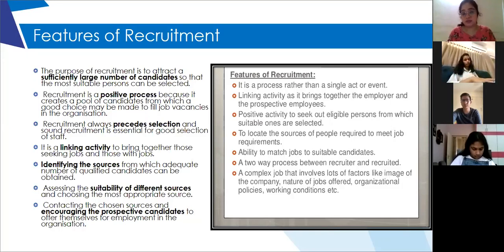You're asking people, come to my organization. My organization has so many vacancies. You can apply for it. Maybe you're lucky enough to join in. So whenever you are giving, you're giving hope to people. So it's a positive process.